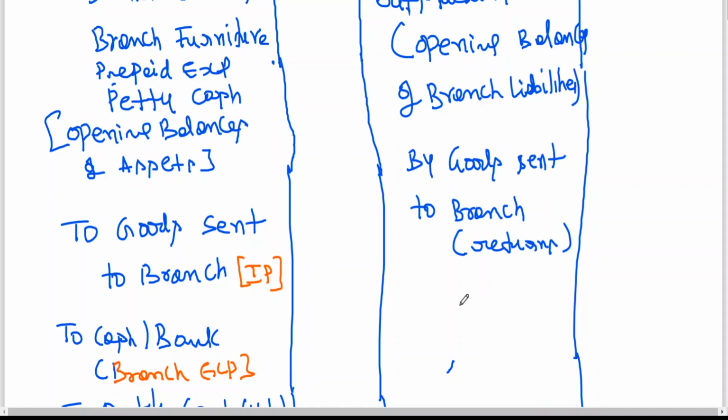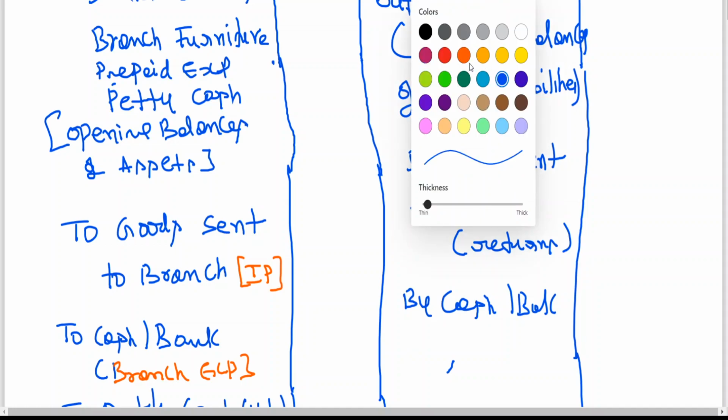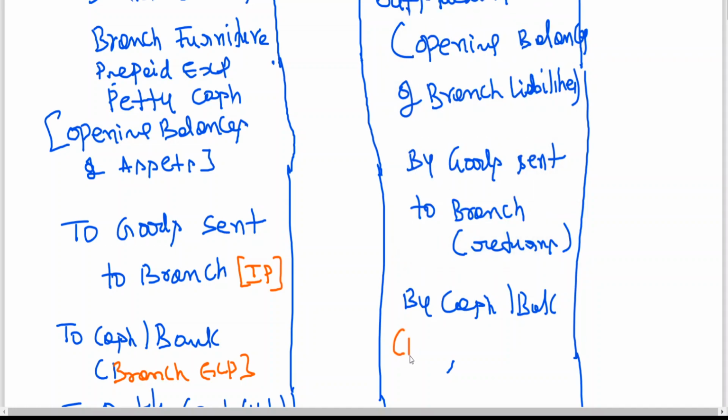That can be imprest amount or non-imprest. Imprest means a fixed float will be maintained. So for goods sent to branch returns, we write by cash or bank. That means in the books of head office, they are getting the money back from the branch. This is what is called remittance from branch.